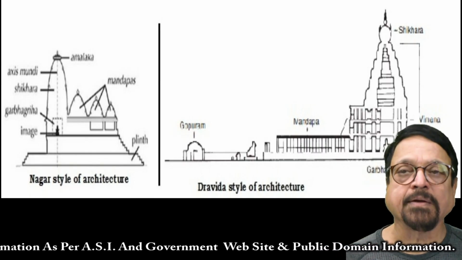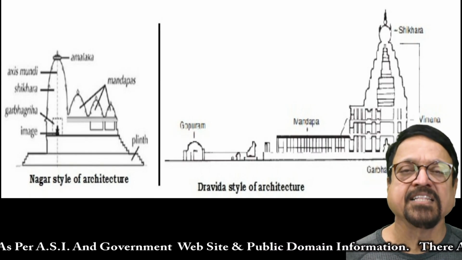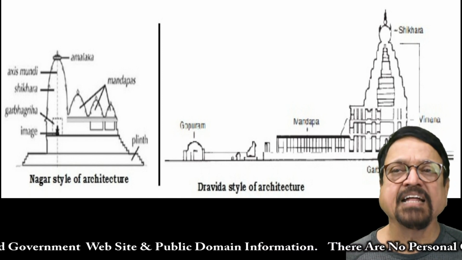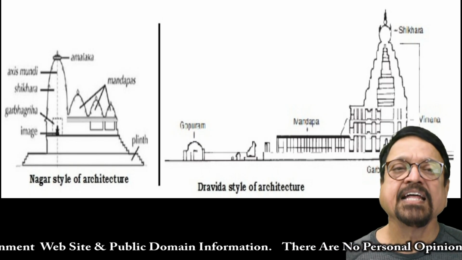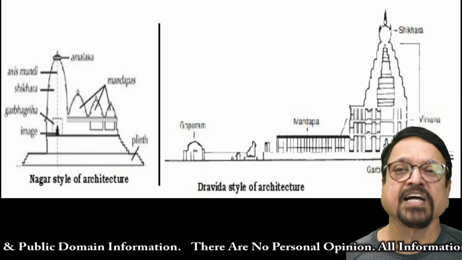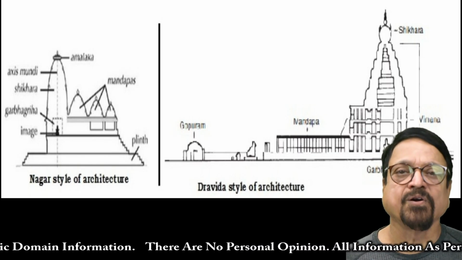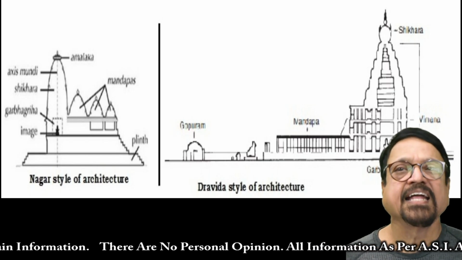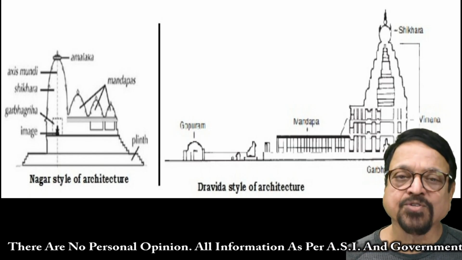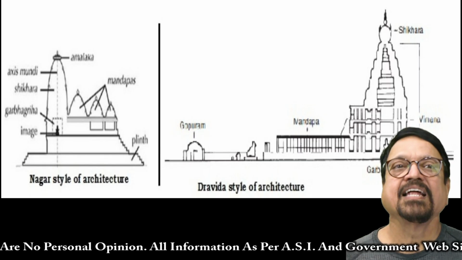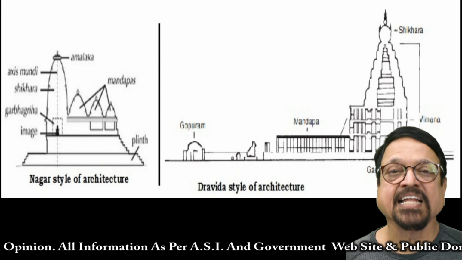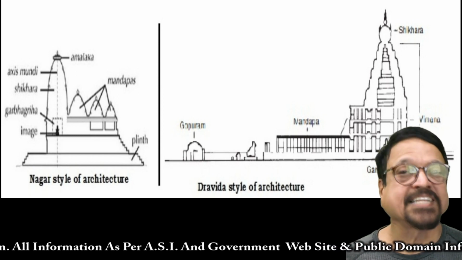Now here we are seeing two types of architecture. One is Nagara type, and the other is Dravidian type. Distinctly, what you can see is a difference between the Shikhara and the Vimana. For Nagara it is Shikhara, and for Dravidian style it is Vimana. The Nagara style also has Amalakha and Kalasha, which are not seen in Dravidian architecture.